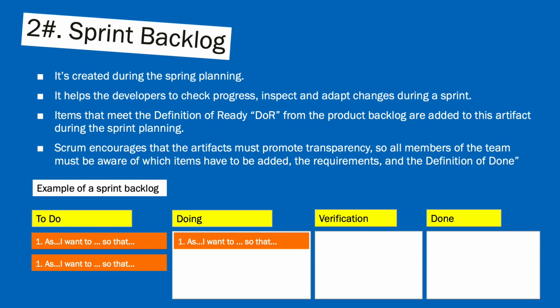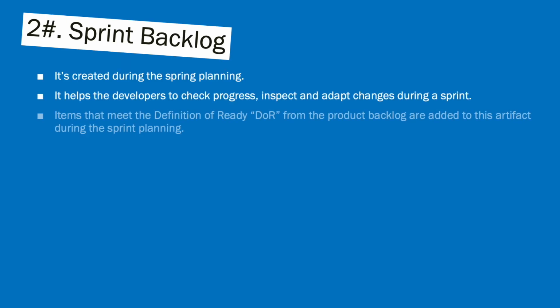It's good for these features to have a definition of ready defined in order for the team to be guided when they are placing them on the sprint backlog. Scrum encourages that artifacts must promote transparency, so all members of the team must be aware of which items are about to be added, their requirements, the definition of ready, and definition of done.